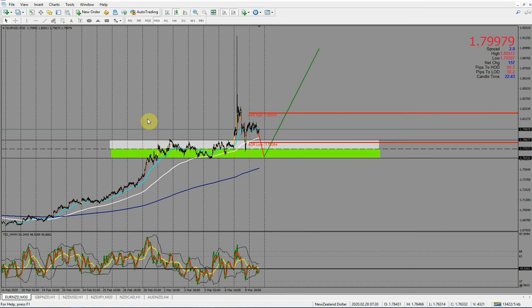Price has been moving around this area for 5 days, and then it finally broke up. Yesterday it gave us a stop hunt to the downside, and today we might expect a retest of that same support area going to the upside.